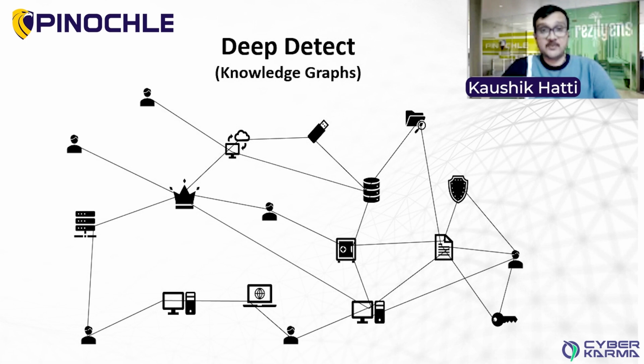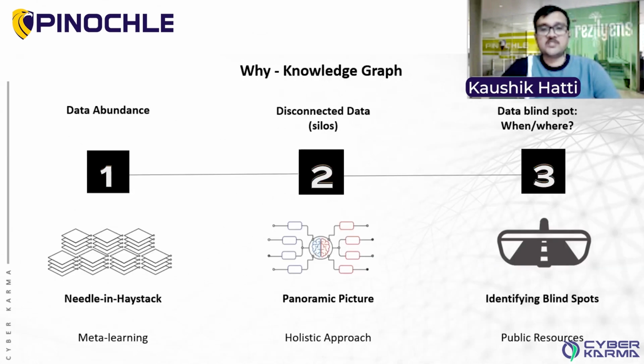So this is where DeepDetect comes into the picture, wherein we look at all these things in a way that makes it possible to identify any threats, any breaches very quickly. First of all, why this? To answer that question, this approach can address three usually common problems. One of the problems is data abundance. If you have too much data and you want to quickly and precisely find something, like a needle in a haystack problem, then it is very difficult. But this approach will let us do that.